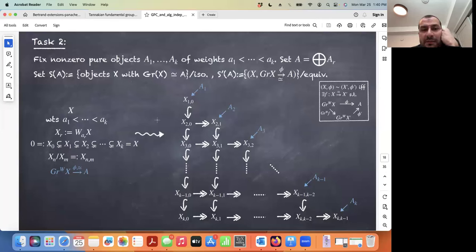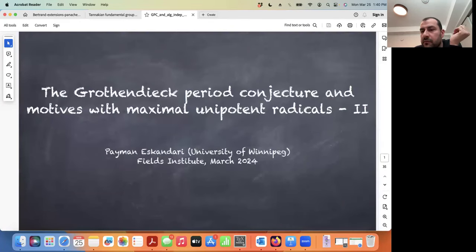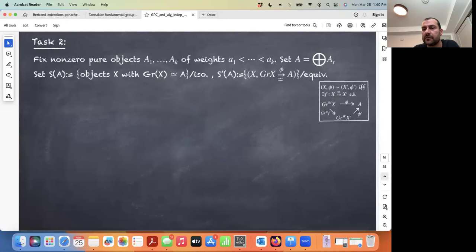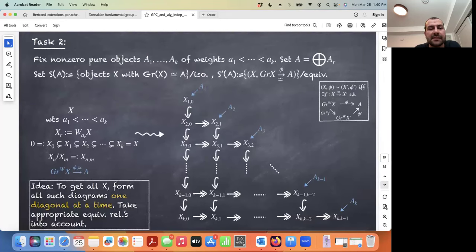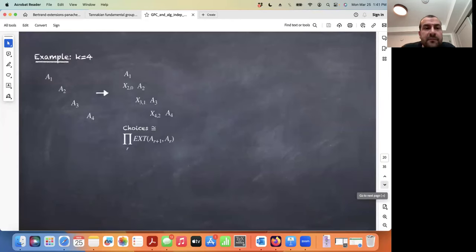The way we're going to approach this is that, to get all the X's, I'm going to form all these diagrams, but I'm going to go one diagonal at a time. I start from the top diagonal, then I look at the diagram right below that, form that, and so you complete the diagram one diagonal at a time, starting from the top. So let's look at an example. All of this is going to become precise, okay? But this is just the intuition. I'm giving the picture for k being 4, having 4 graded pieces.